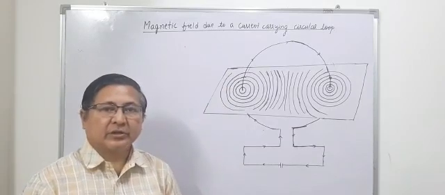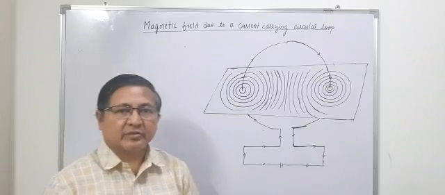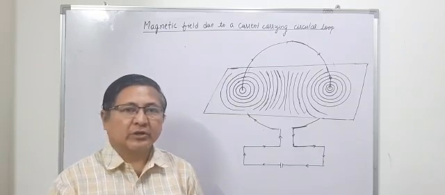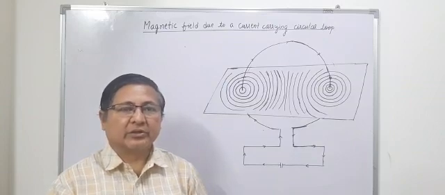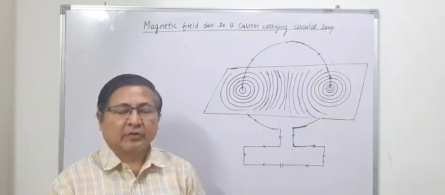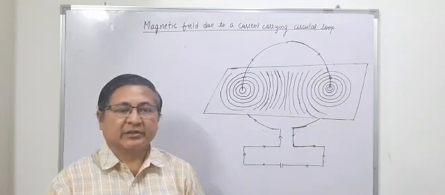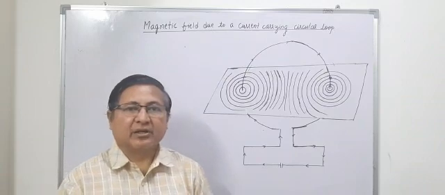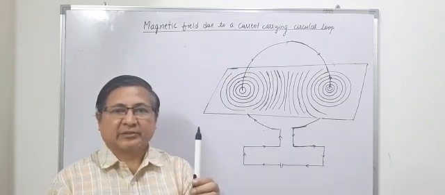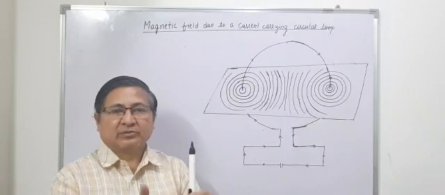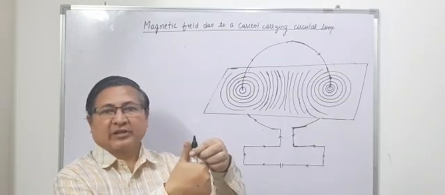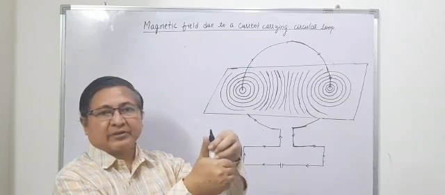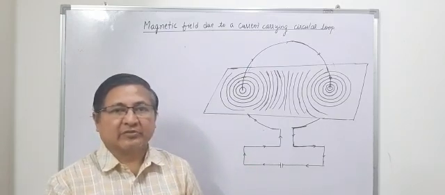We have seen in the previous videos that when a current is passing through a conducting wire, there is a field around it. We have seen the straight current carrying conductor, and the direction of the magnetic field is given by the right hand thumb rule. Suppose this is a straight conductor and current is flowing in this direction, so the thumb will point towards the direction of the current, and the fingers wrapping the conductor show the direction of the magnetic field.